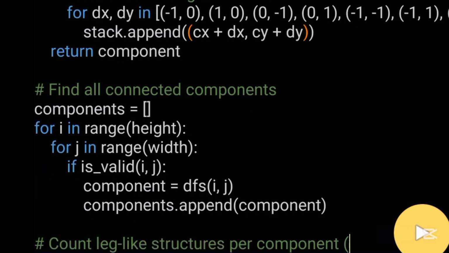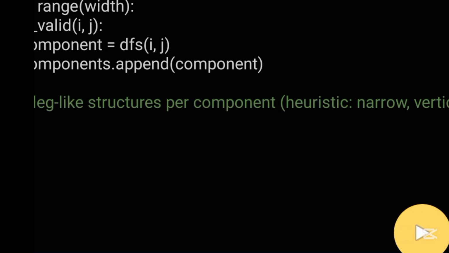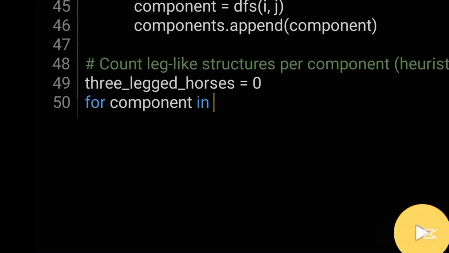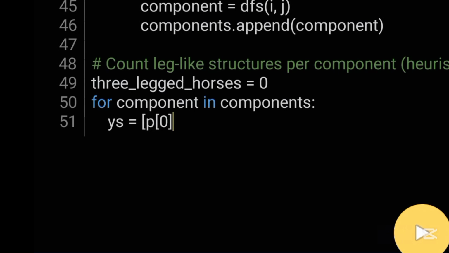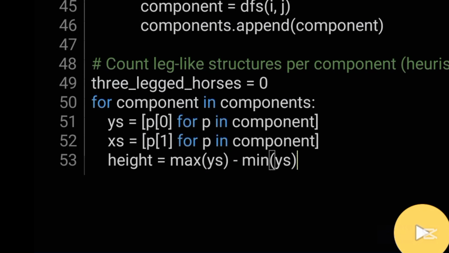And now, the only thing left is to count the number of legs. And first we need to initialize the count at 0. Then we need to determine the height for each component. And each component here will be a black space.